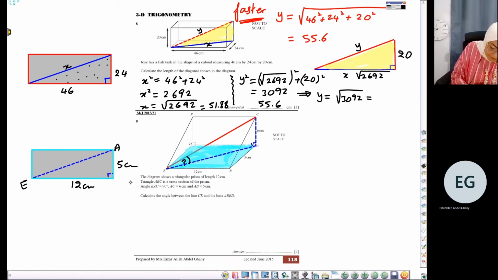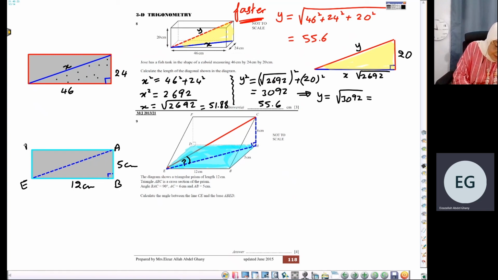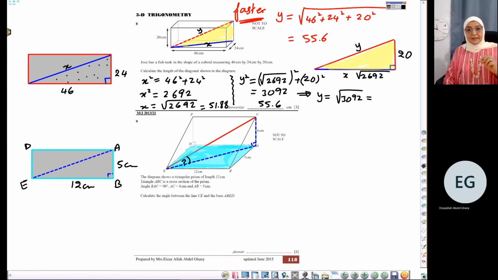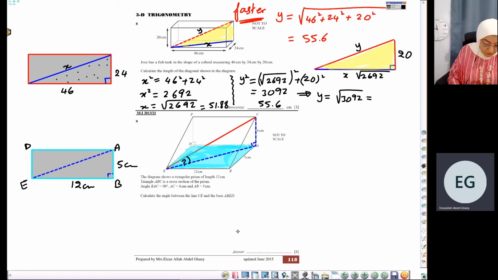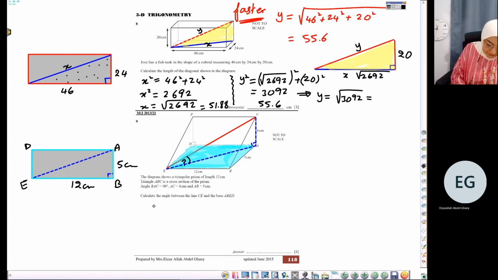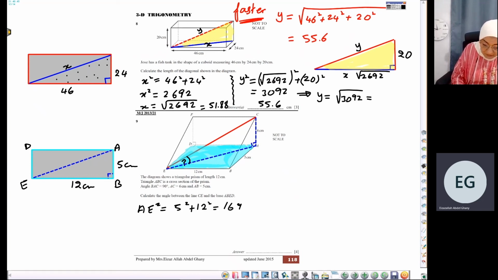And this is 5 centimeters, 12 centimeters, and we need to find EA. This is B, and this is D. A, B, E, D. It looks like a parallelogram in the 3D, but actually it is a rectangle. Now, how to find this diagonal? It is AE squared, Pythagoras theorem, equals 5 squared plus 12 squared. Wow, it is 169. It's a famous triangle we took before in Pythagoras video, you remember? AE is the square root of 169, which is 13 centimeters.